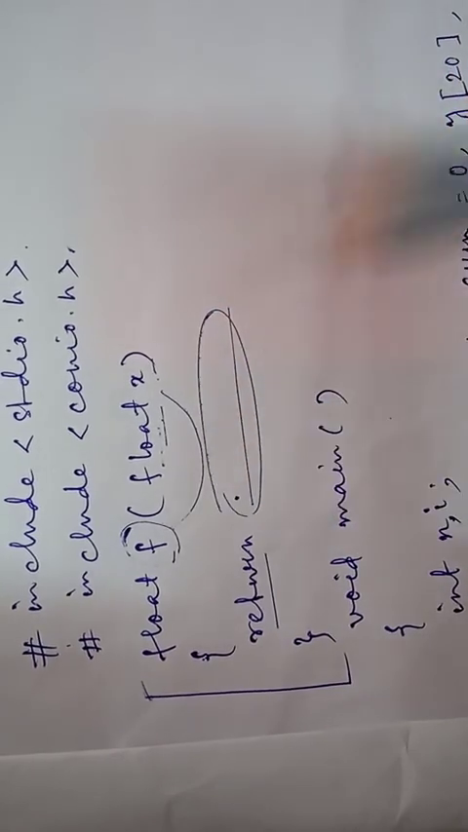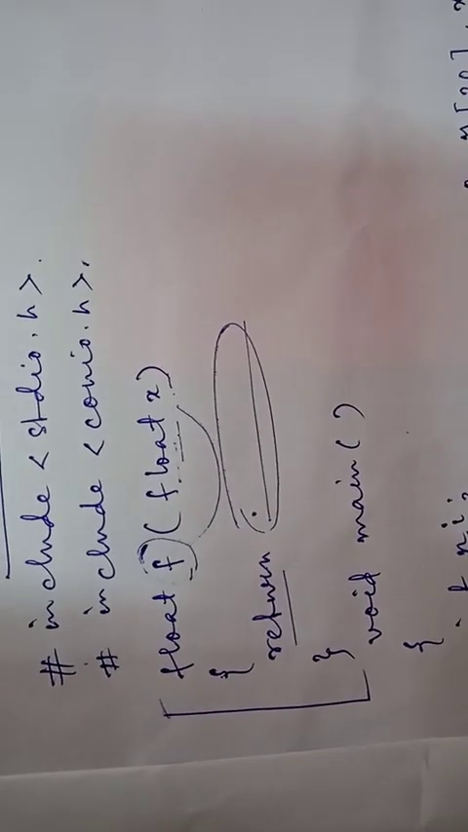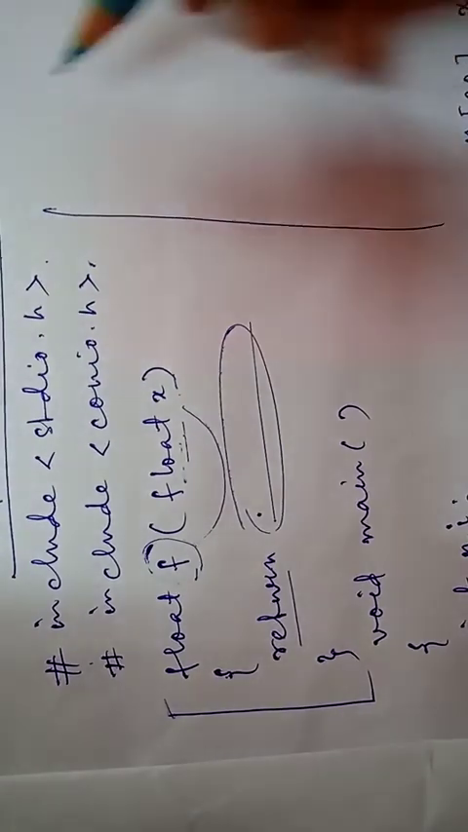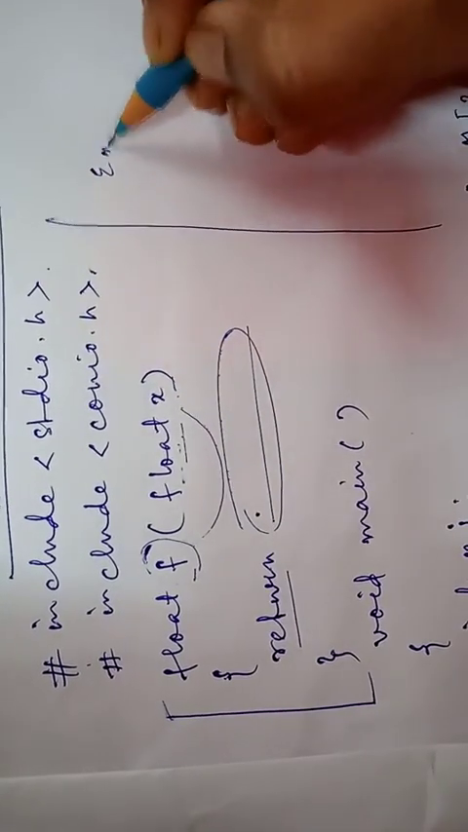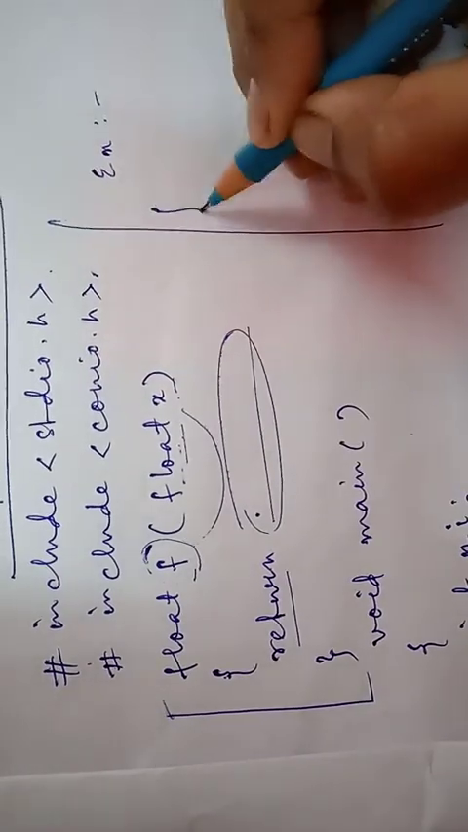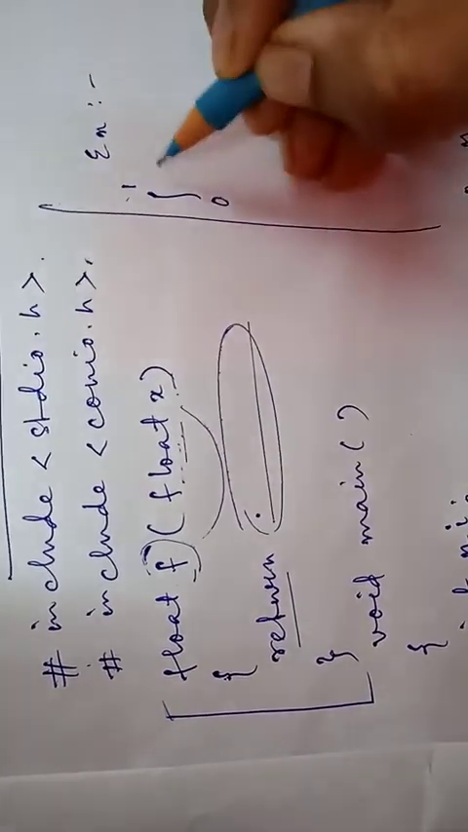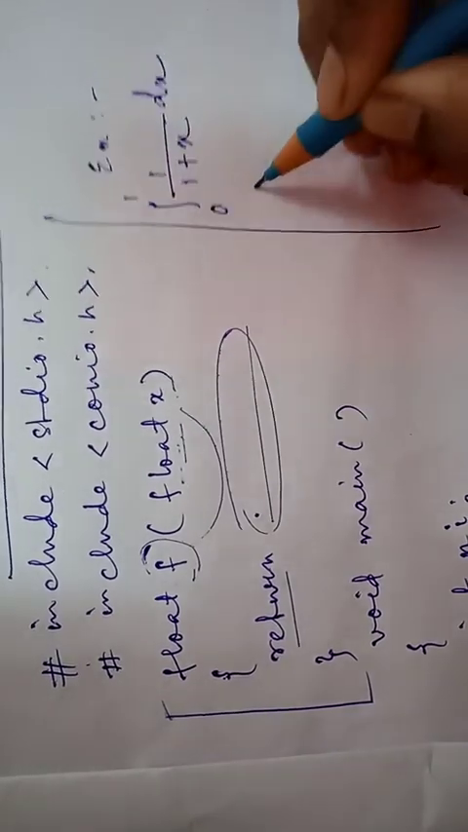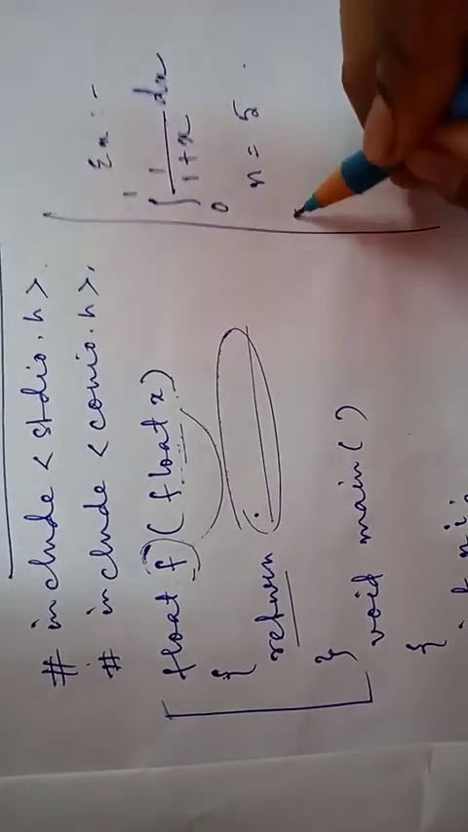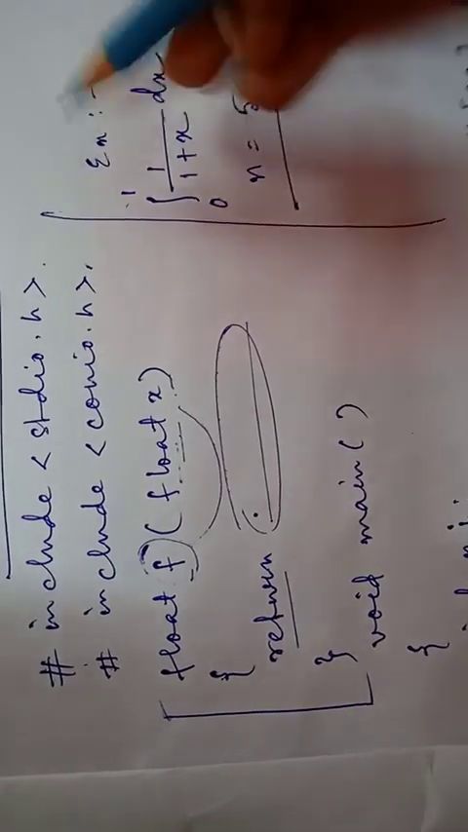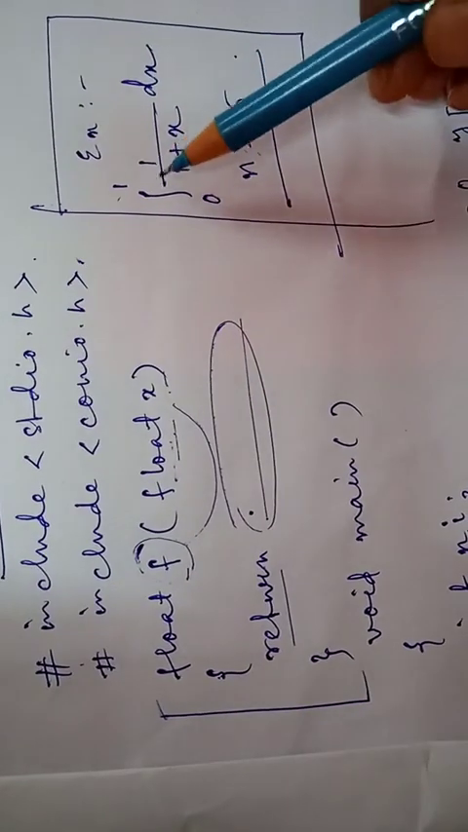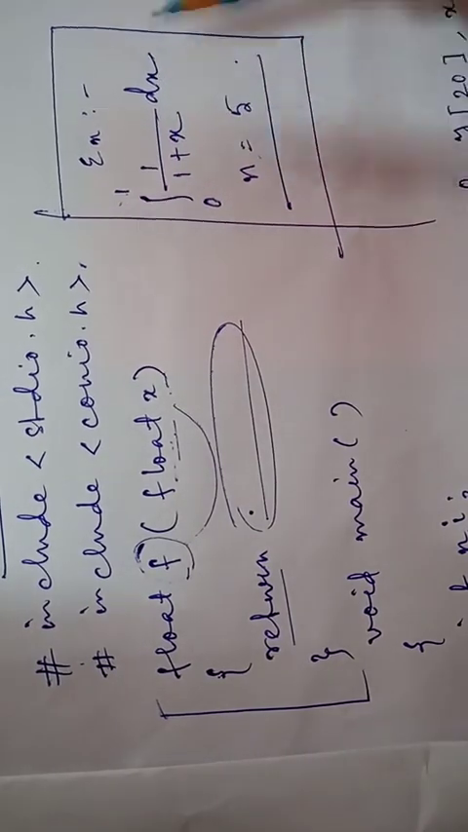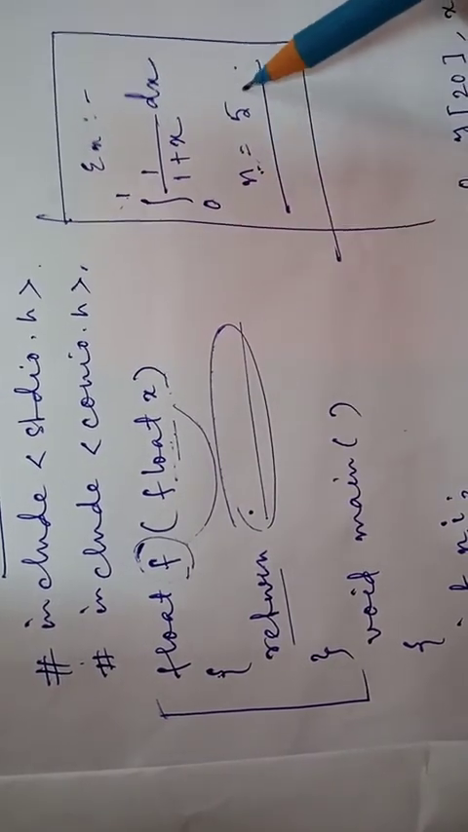What will be the return? The return is the value or the function which is given in the question. That means if we take the example as: find the integration from 0 to 1 of 1 by 1 plus x dx, taking n equals 5 by the trapezoidal rule. Suppose the question is this: find the integration value from 0 to 1 of 1 by 1 plus x dx by taking n equals 5.